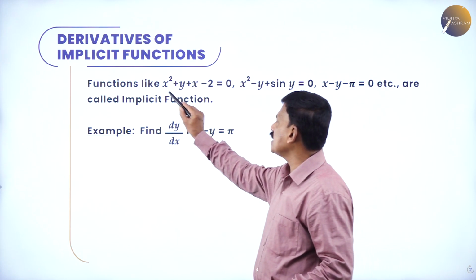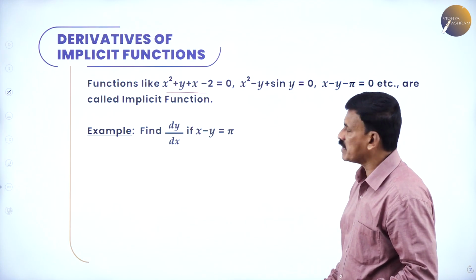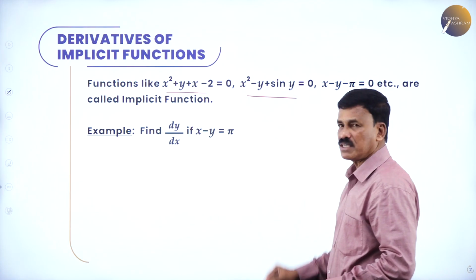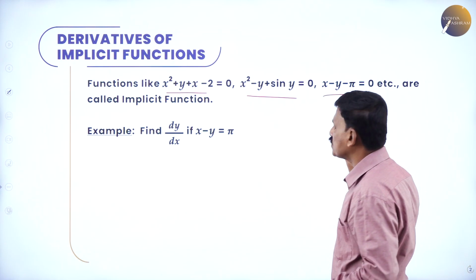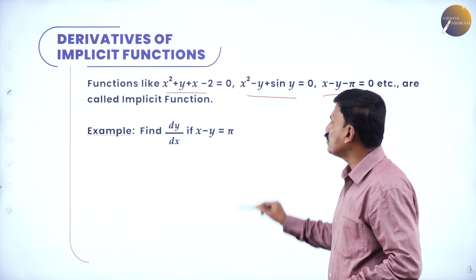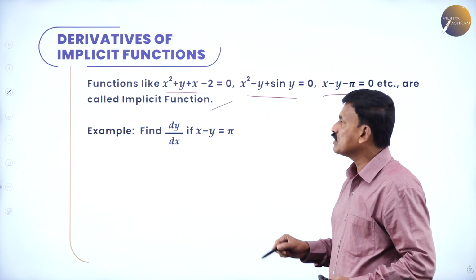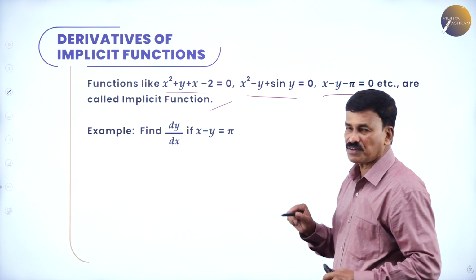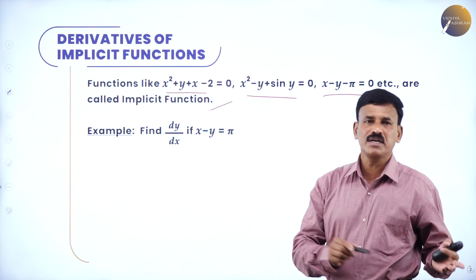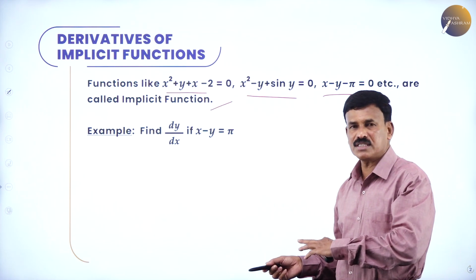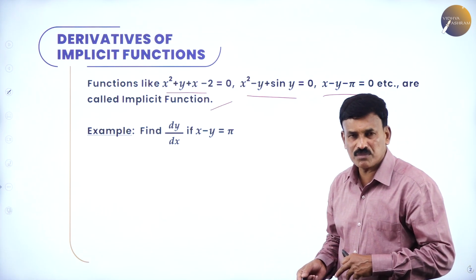So functions like x square plus y plus x minus 2 is equal to 0, x square minus y plus sin y is equal to 0, or x minus y minus pi is equal to 0, etc. are all called implicit functions. Now how to differentiate this type of function? Differentiating with respect to x on both sides and equate the terms containing dy by dx on one side and the remaining terms on the other side. So that will give the dy by dx value.